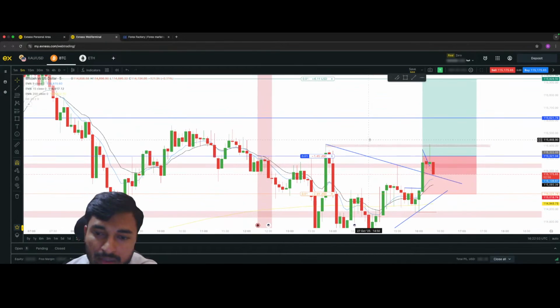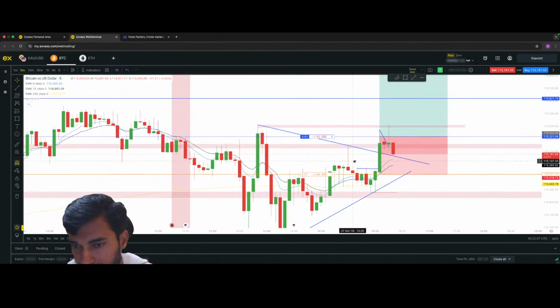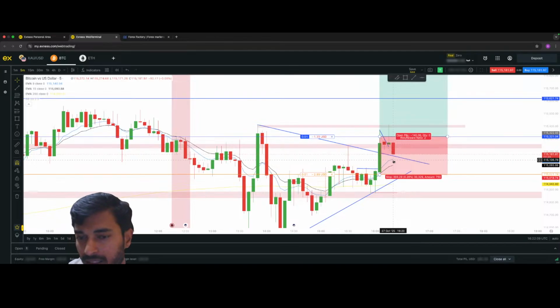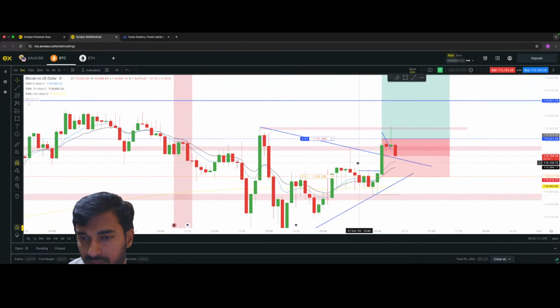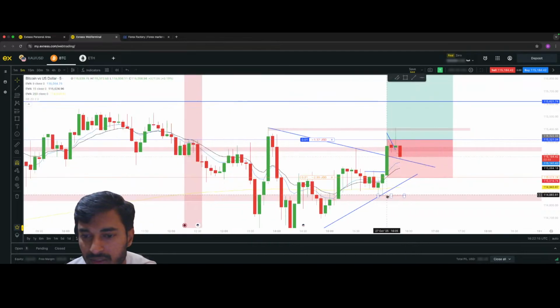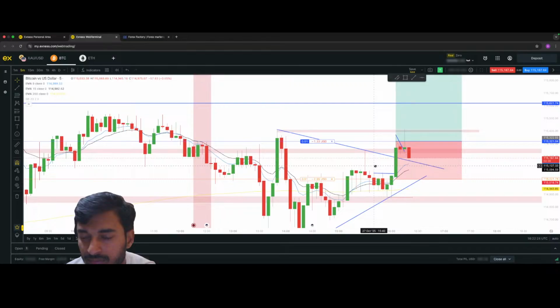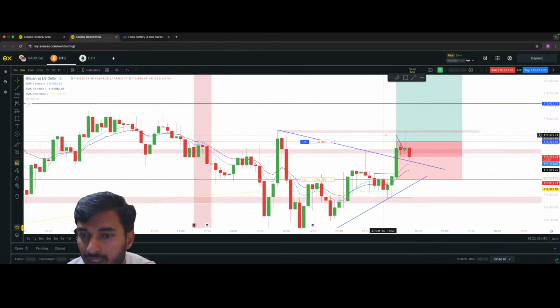Either I have to take stop loss or target. If it is coming down, it may take support over 9 EMA and 15 EMA. Overall the trend is bullish, and if it takes support of 200 EMA and goes up, you can wait until here also.